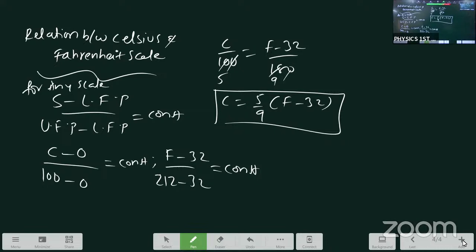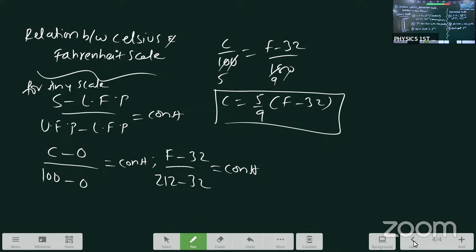This formula belongs to all cases, student. S stands for scale. C is the scale in Celsius, F is the scale in Fahrenheit. Least point 0, highest point 100 from the Celsius side. Least point 32, highest point 212 from the Fahrenheit scale. Just equating, we get C equals 5/9 into (F minus 32). This is the relation between the Celsius scale and the Fahrenheit scale.